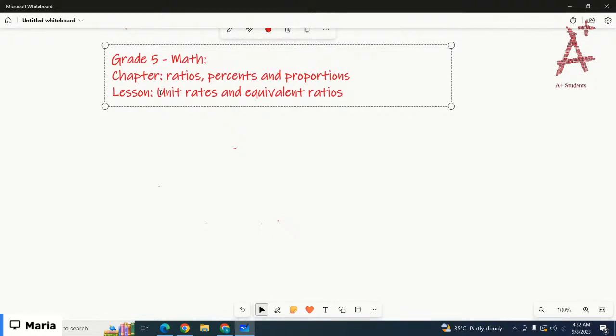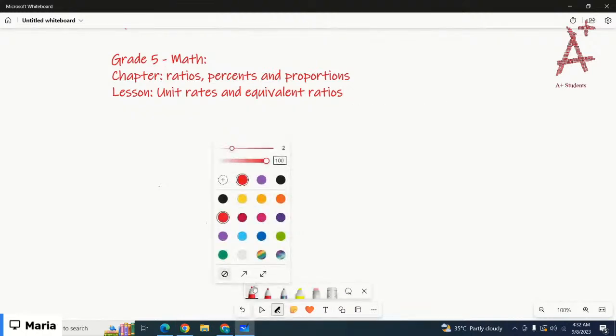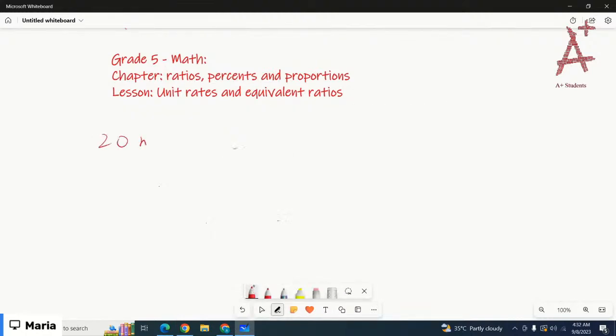Let's start with an example. Find the unit rate. You have to calculate the unit rate in all the questions. The question is 20 minutes for four songs. You have to calculate the time for one song, right? That would be 20 minutes for four songs. You have to calculate how many minutes per song, or how many minutes for one song, right?